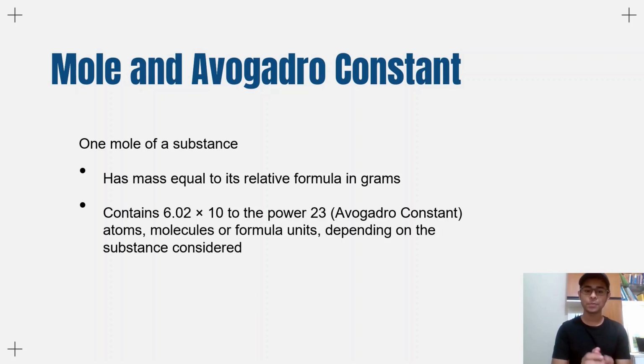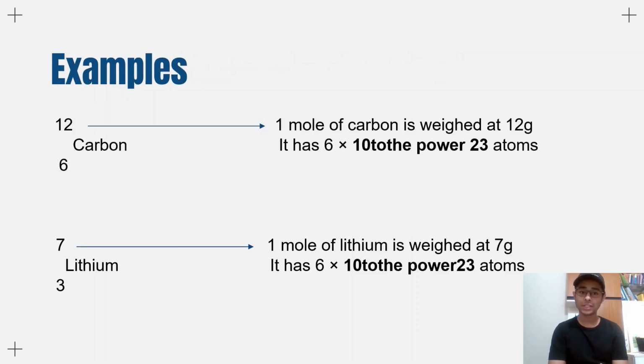In brief, 1 mole of a certain atom is equal to 6.02 × 10^23 atoms, and its mass is equal to the mass number of that atom. So that is what the Avogadro constant is, and that is what a mole is. Now let us look at some examples.